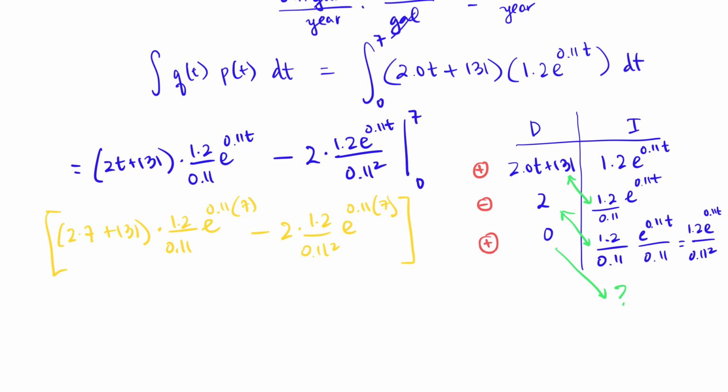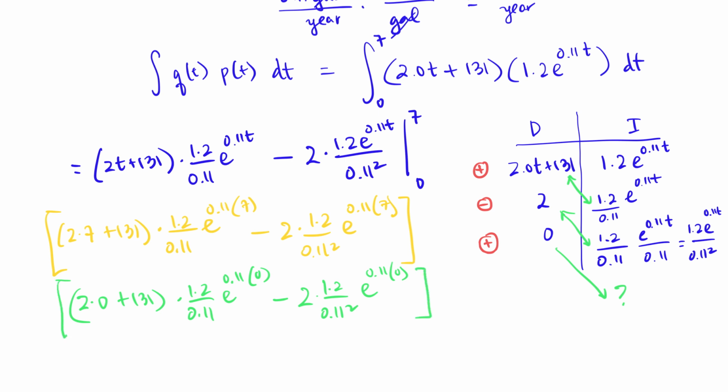For the second expression, we will plug in 0. So 2 times 0 plus 131 times 1.2 divided by 0.11 e to the 0.11 times 0, minus 2 times 1.2 divided by 0.11 squared times e to the 0.11 times 0. And then we evaluate this expression. Remember that e to the 0 power is 1, not 0, so this will not disappear.